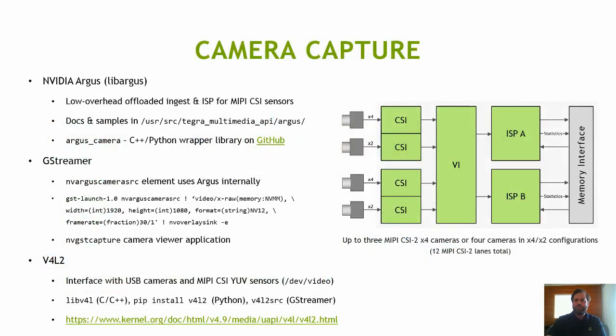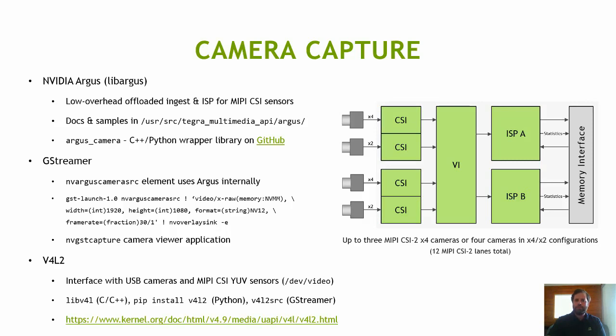Since Jetson's frequently used to process live camera streams, let's talk about how to capture video from software. NVIDIA has an optimized library called Argus, which is part of the L4T multimedia API, which provides image acquisition for MIPI CSI sensors. MIPI cameras have the benefit of being chip-to-chip and being ingested directly into the Jetson hardware without needing to go through the CPU or have extra memory copies.